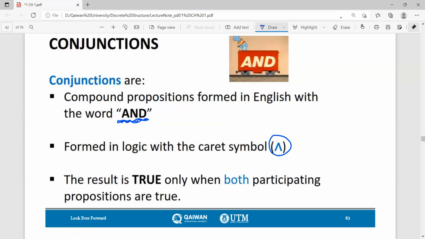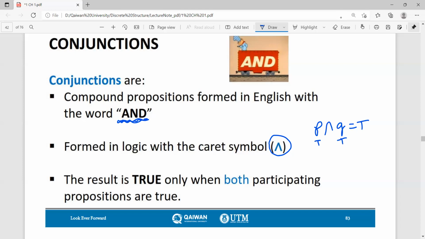Here, when we join two statements by and, the result is true in only one case, if both are true. That means if you have, let's say, P to be a statement and Q to be another statement. It's true. Which time? Both must be true, then the result is true. I mean, both statements must be true, then the result is true. Okay.